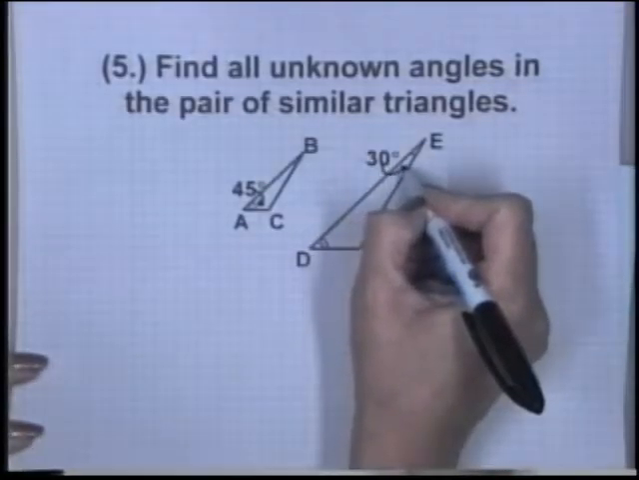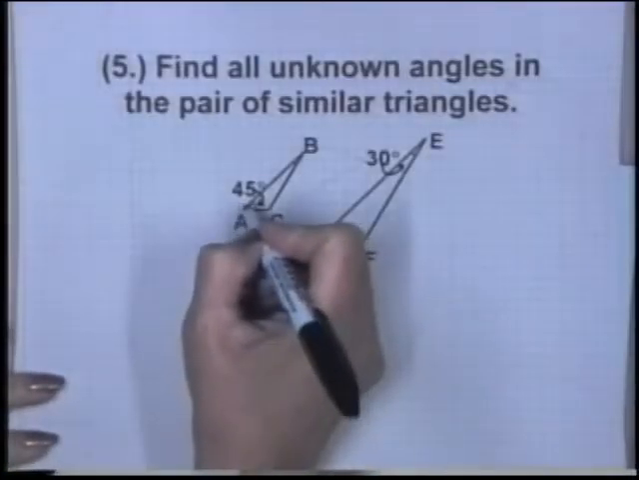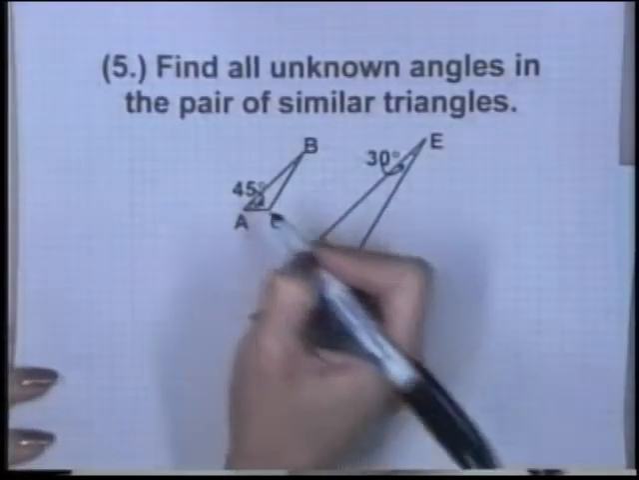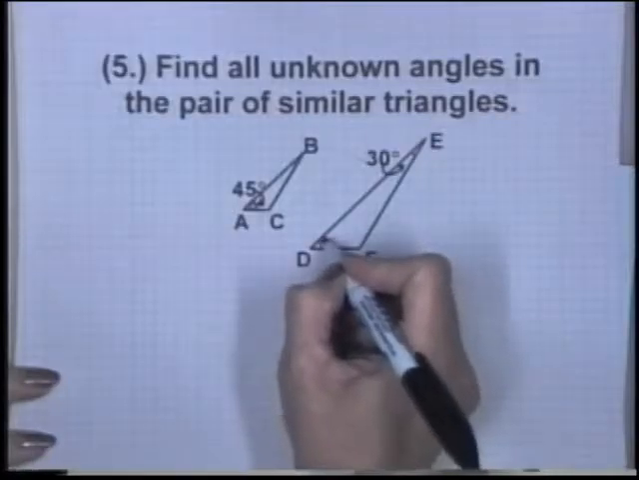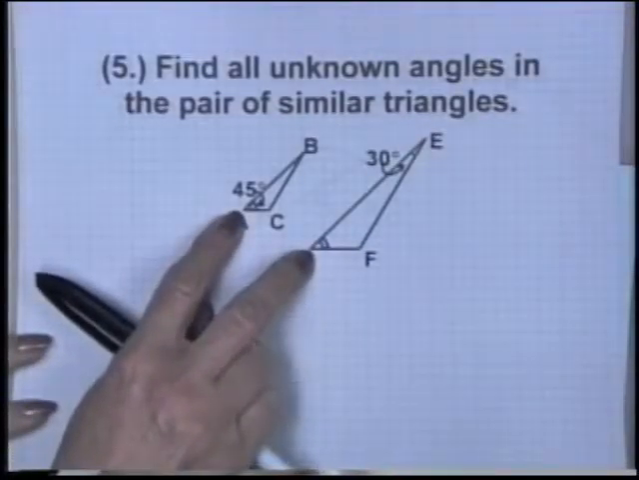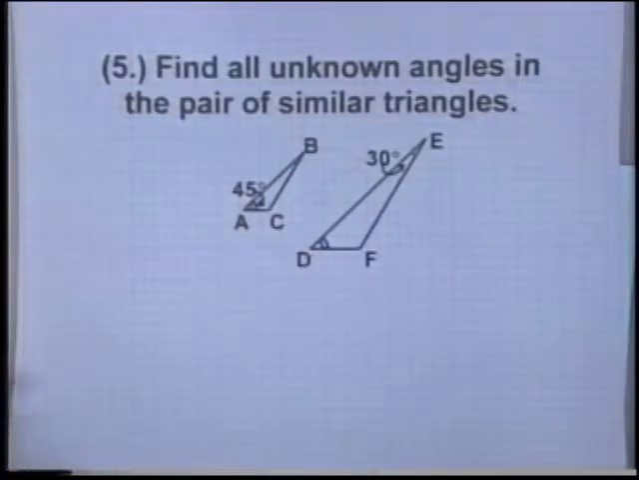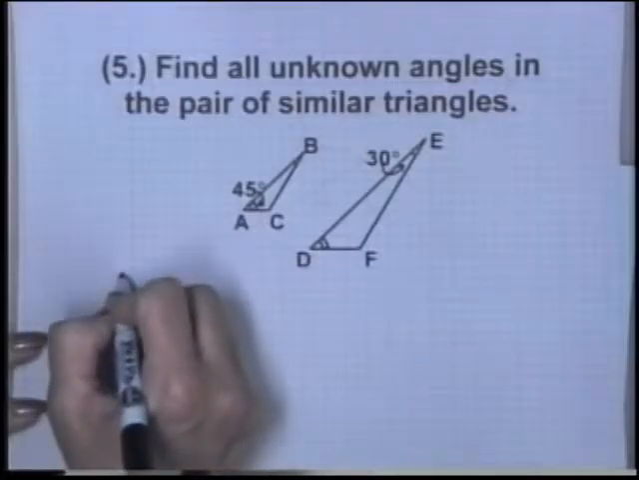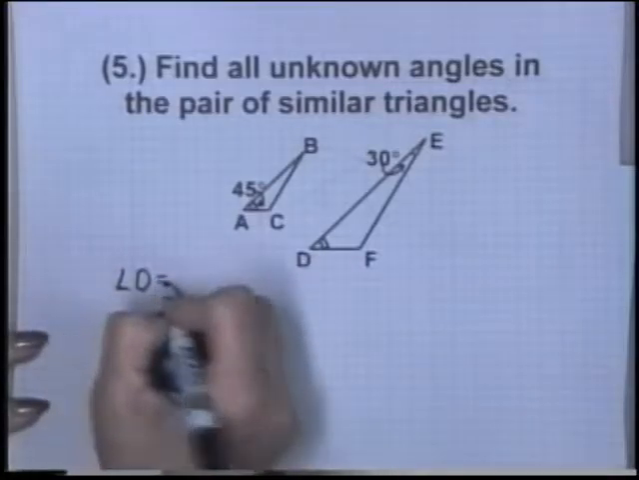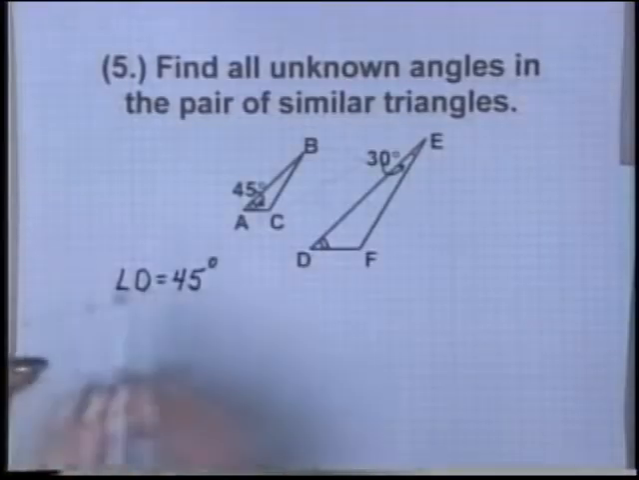This angle E measures 30 degrees. Because I have the 2 arc marks by angle A and the 2 arc marks on angle D, that means they are equal, and they consequently are corresponding angles since they are equal. So angle D equals 45 degrees.